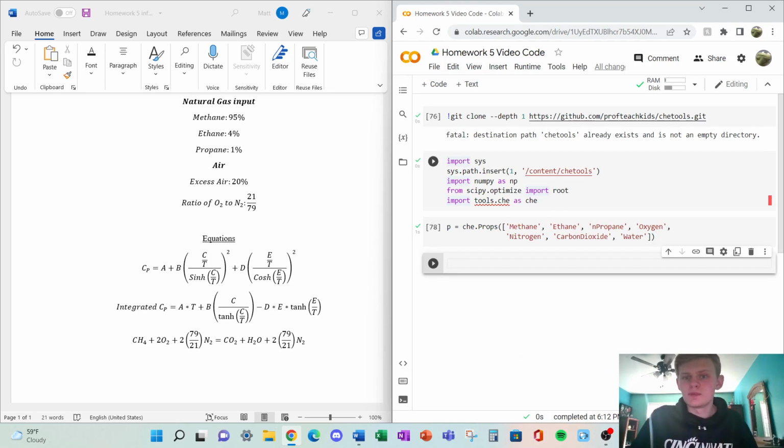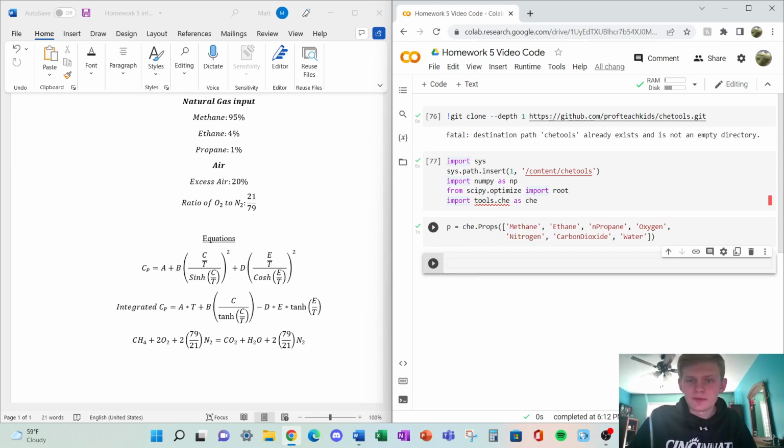One thing we want to point out originally is that we have all of our systems and all of our tools. We have our chemistry tools. We have our NumPy for any numericals we need to compute. We have SciPy optimize, and we're going to use a root function to find our adiabatic flame temperature.